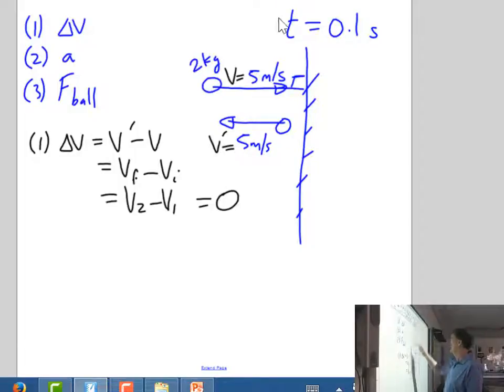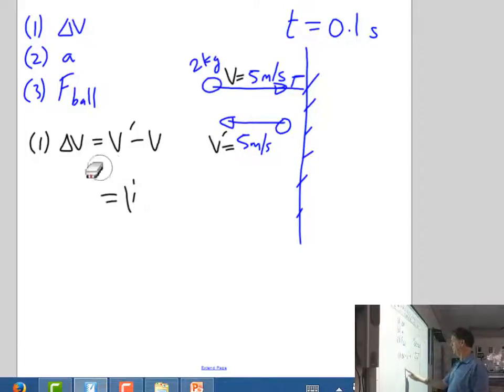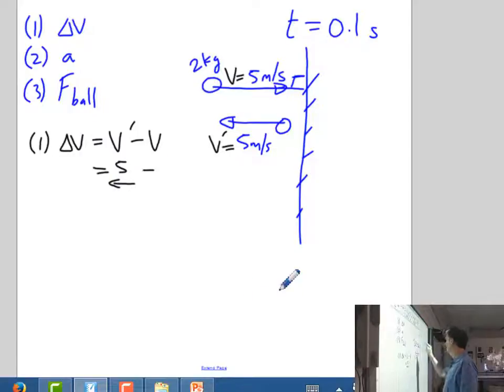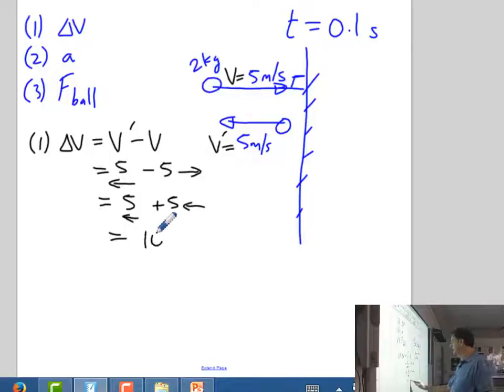So let's try this again here. I'm just going to do it from this point of view. Let's draw it. v' is actually 5 to our left, subtracting a v going 5 to our right. So this is not going to be 0 because they're not in the same direction. If you look at it, subtracting a vector, you would normally add it in the opposite direction. And that shows you we're going to get 10 meters a second as a total change there to our left. So there's a big change there.